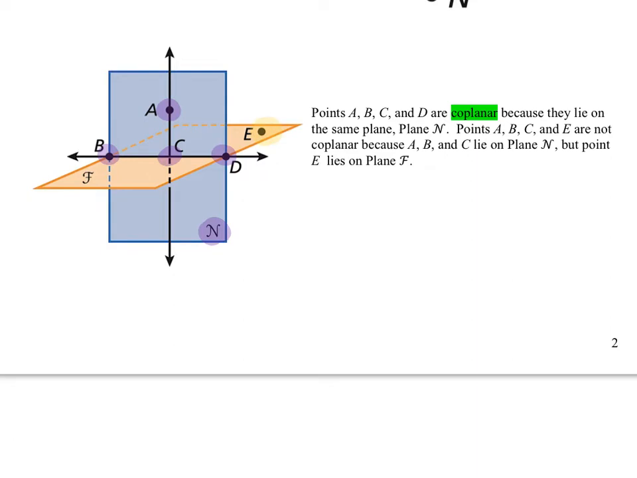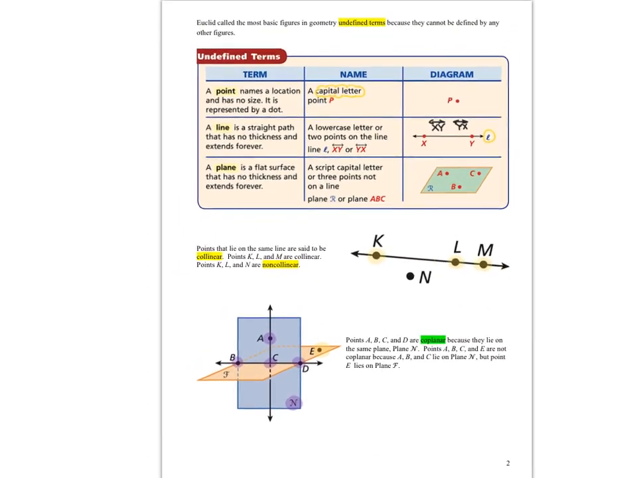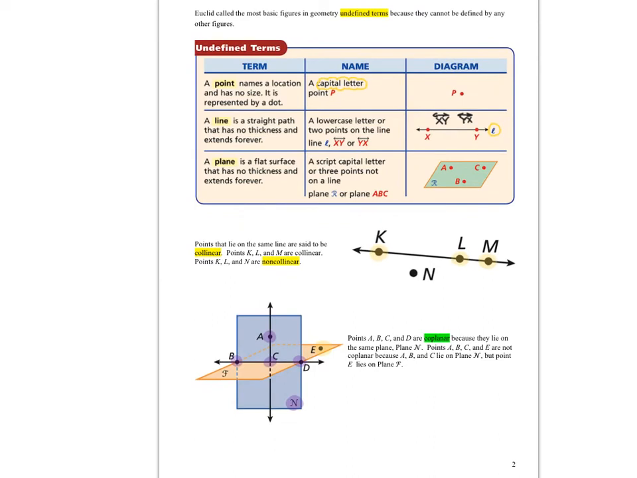These two planes appear to be perpendicular. We don't know for sure if they are or not, but we can see that they intersect, and they intersect on line BD or line BC, depending on what you want to call it. But point E lies on plane F, and point A lies on plane N. We're going to continue to try to use two-dimensional representations for three-dimensional space, but we will get better at it.